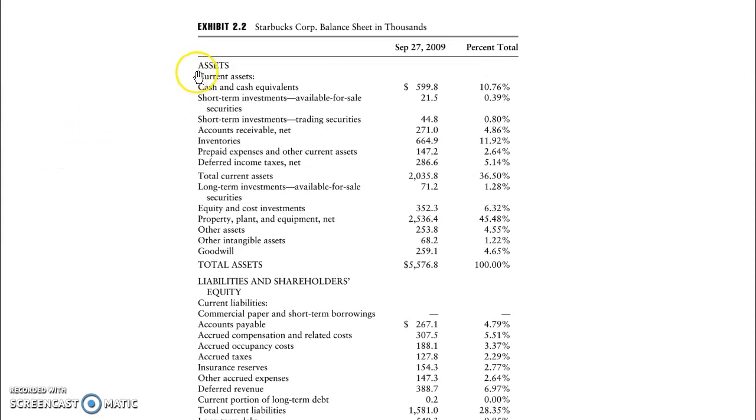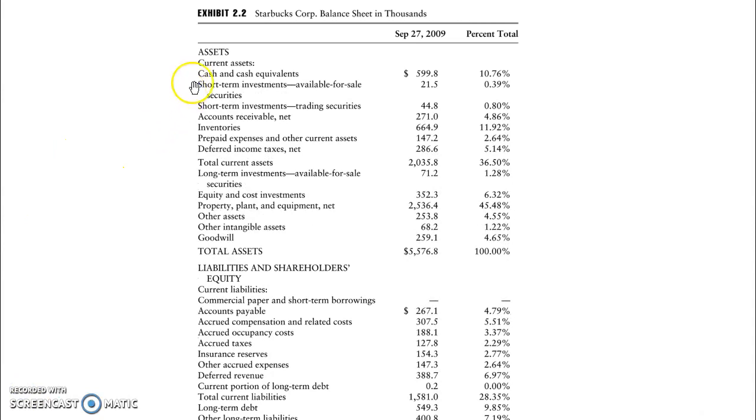Again, assets, anything that is owned. Two types of assets: current assets, which are readily convertible to cash, usually within a year, and then long-term or non-current assets. Those are assets that would take more than a year to convert to cash. Current assets are listed in order of liquidity, with cash and cash equivalents being the most liquid, so it's listed first. Cash would be bank accounts, checking accounts.